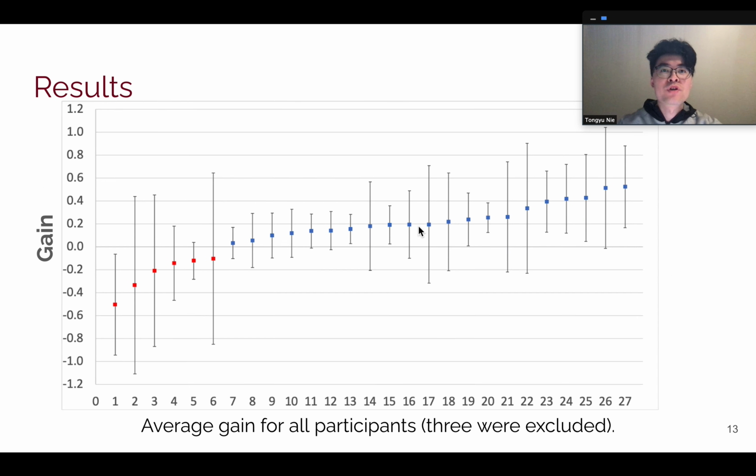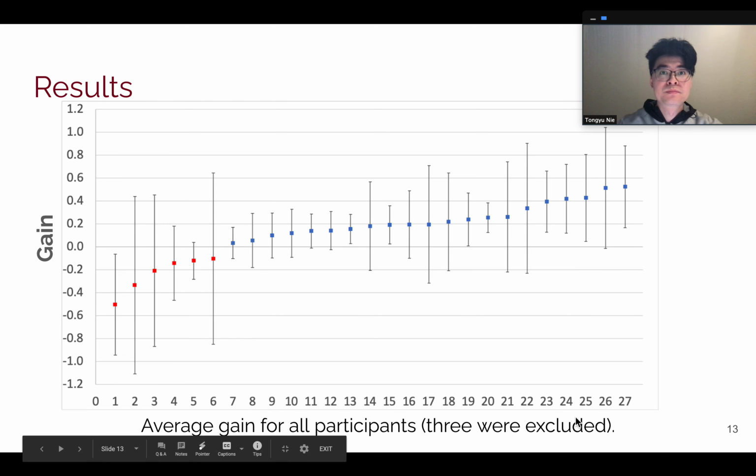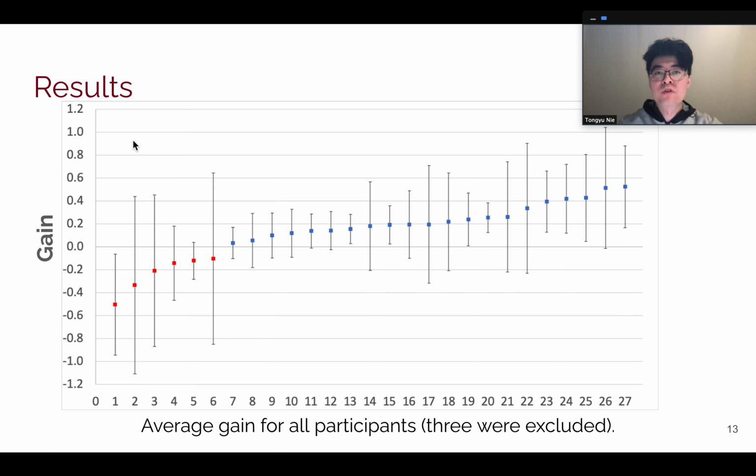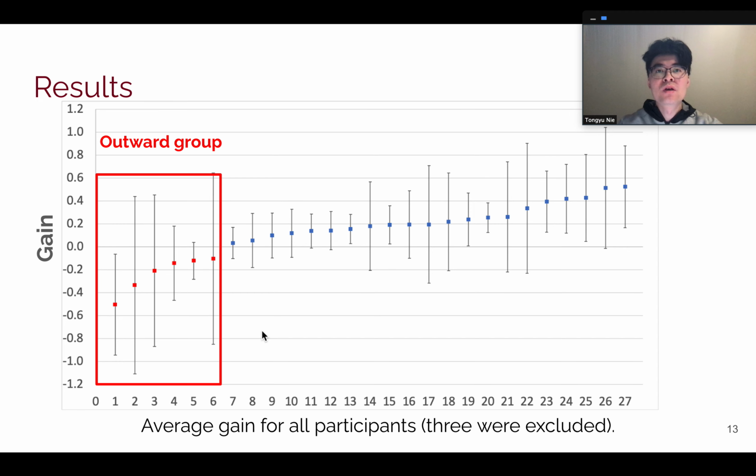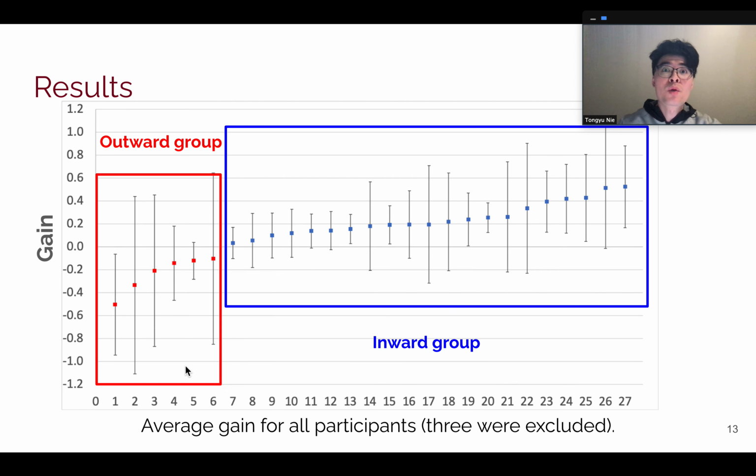Here are the average head tilt gain for all participants. The x-axis denotes all the participants ordered by their gain, and y-axis is the average head tilt gain of each participant. We can see that 6 participants were tilting outwards. Their head tilt gain was negative. And 21 participants tilted towards the turning direction as we expected.